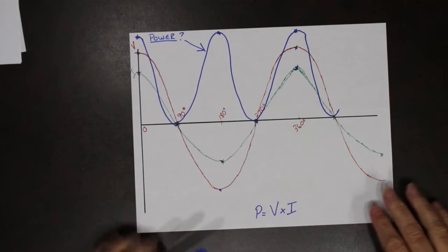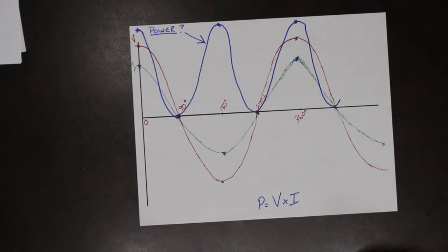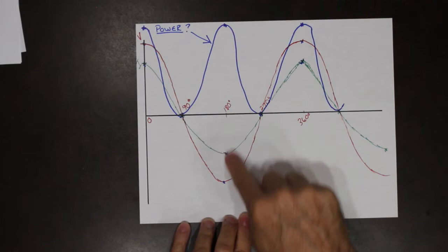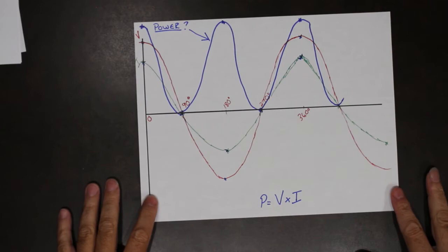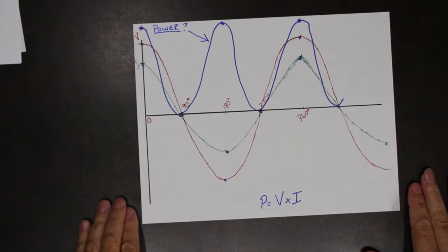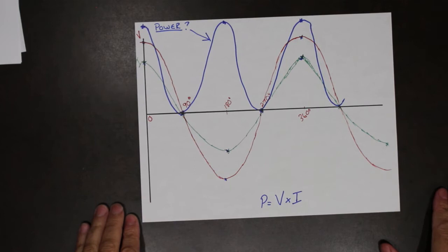Now, if you looked at this waveform, there's something that should stand out to you. One, when you are dealing with resistors and the voltage and current are in phase, there is no such thing as negative power. The power waveform is all on the positive side. So when you look at that blue power waveform, I'm going to tell you that that waveform really upsets Superman.